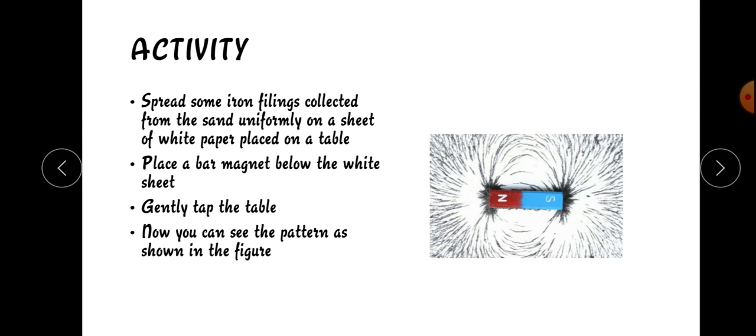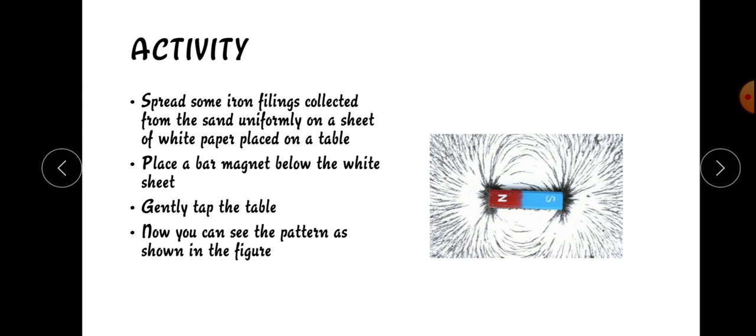paper, which is placed on the table. Now place a bar magnet below the white sheet. Then gently tap the table. Now you can see the pattern as shown in the figure. Yes, like this we can see it.